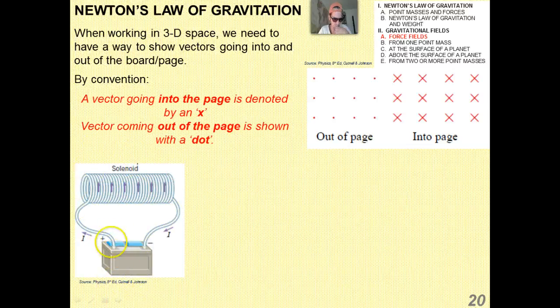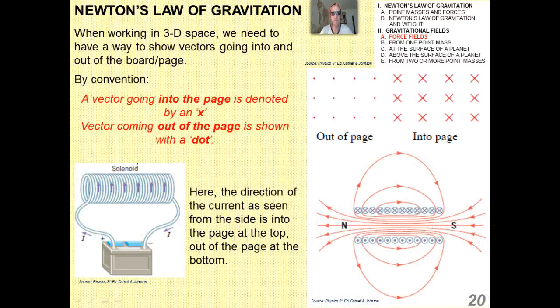It turns out that when you run a current through what's called a solenoid, which is a bunch of wires wound tightly together like this, and the current is going in this direction, that creates a magnetic field. That is not important for you right now, but what I want to show you is how we can depict the current direction as being either into or out of the page like this. So this is looking at the side of the solenoid.